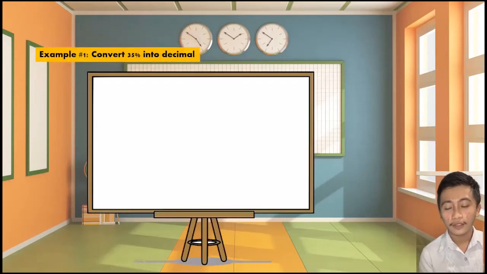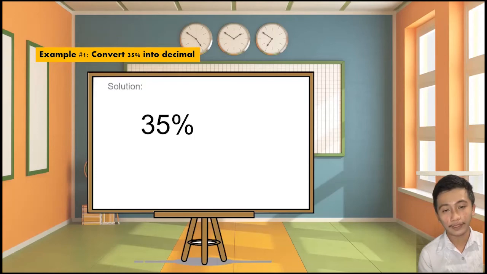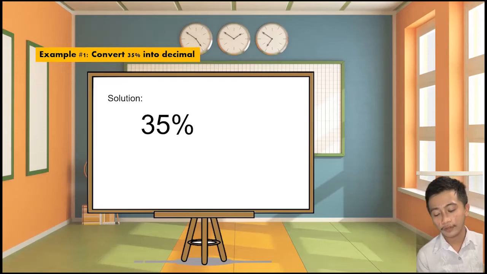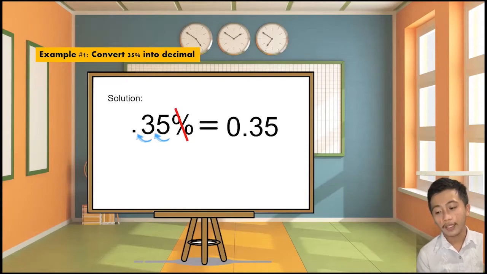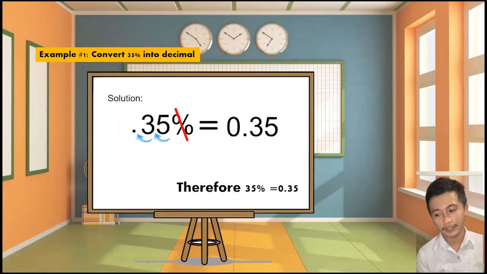First example is convert 35% into decimal. Since our given is 35%, the decimal point is in the last place value. So move the decimal point 2 places to the left. So let's count 1, 2, and put the decimal point. Then drop the percent sign. So therefore, 35% is equal to 35 hundredths.